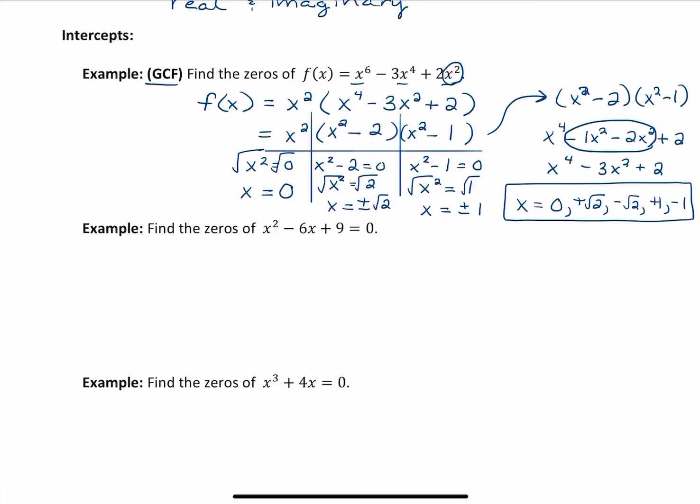Now notice earlier I said you have the same amount of zeros as the degree, so I should have 6 answers, but because positive and negative 0 are the same number, that's a repeated 0.